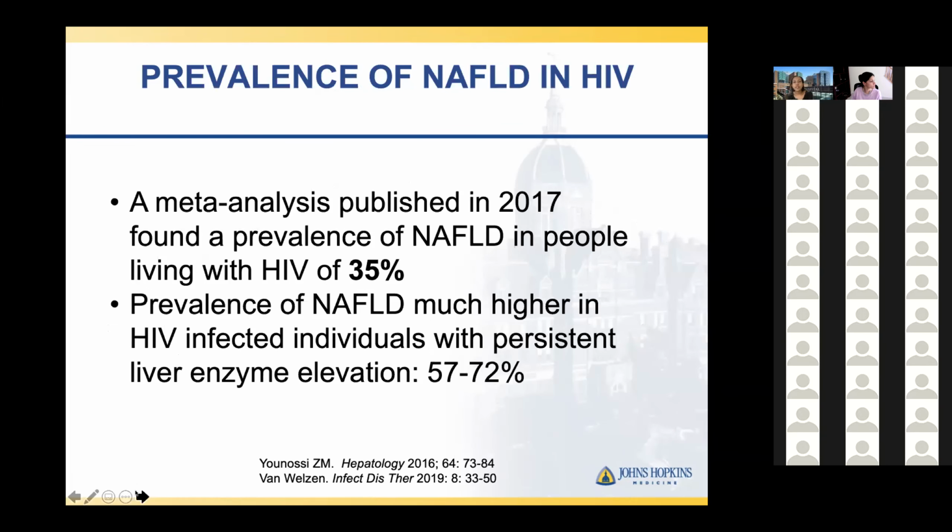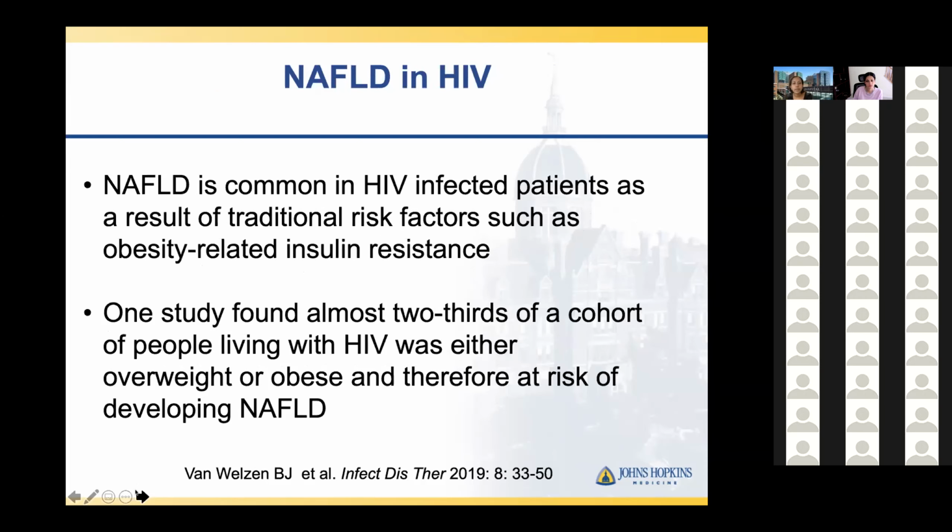There is some data that the prevalence of NAFLD in people living with HIV is actually higher than the general population. So in the general population, I mentioned about 1/4. There was a meta-analysis published in 2017 estimating the prevalence of NAFLD in people living with HIV of 35%. So it is higher, and that's even higher in people with HIV with persistent liver enzyme elevation. And NAFLD is common in HIV-infected patients because of traditional risk factors, such as obesity-related insulin resistance, which is key in the pathogenesis.